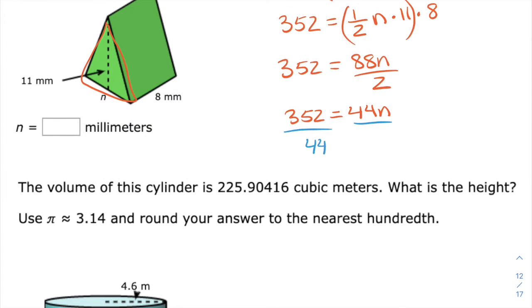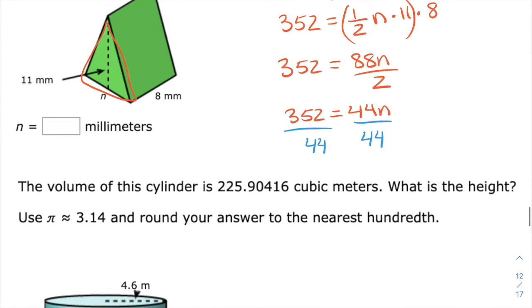And I quickly solved for my missing piece. 352 divided by 44 equals 8. So n is equal to 8.